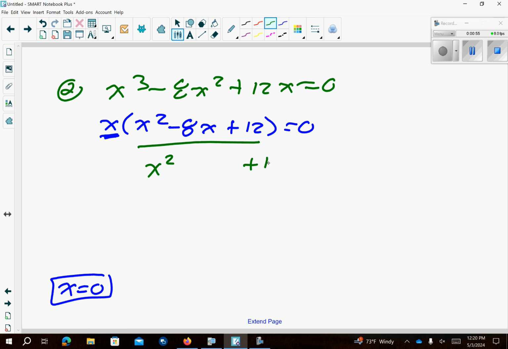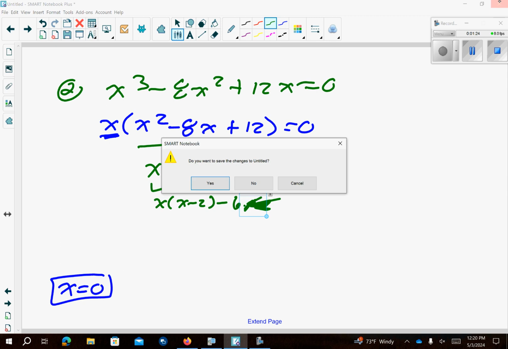So you have to figure out what you're going to plug in. What two numbers multiply together to give me 12, add to give me negative 8? It's going to be negative 2x and negative 6x. Factor this out, and that becomes x minus 2, minus a 6, and that's x minus 2. This grouped up, minus 2. So my answers are x equals 0, x equals 6, and x equals 2.